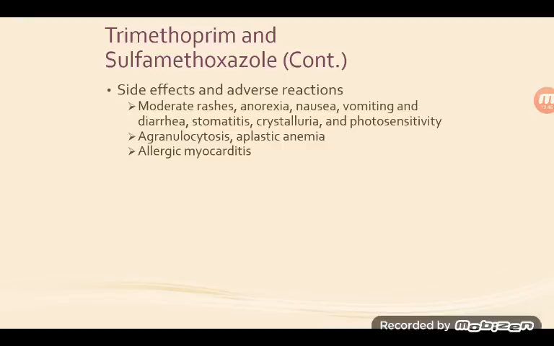Trimethoprim and sulfamethoxazole have side effects and adverse reactions which include moderate rashes, anorexia, nausea, vomiting, diarrhea, stomatitis, crystalluria, and photosensitivity. Sounds pleasant. Agranulocytosis and aplastic anemia, allergic myocarditis.